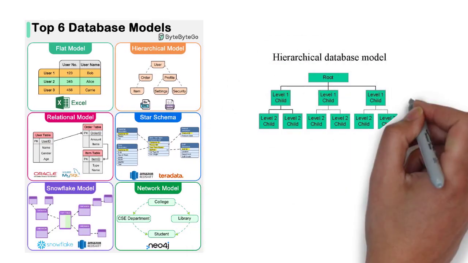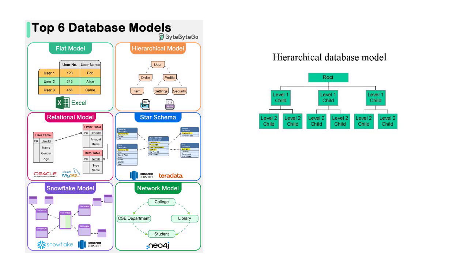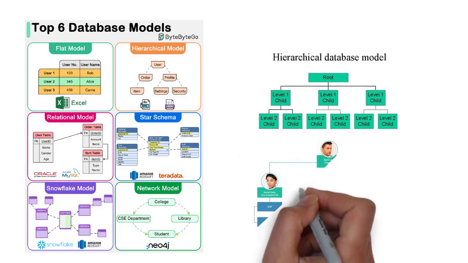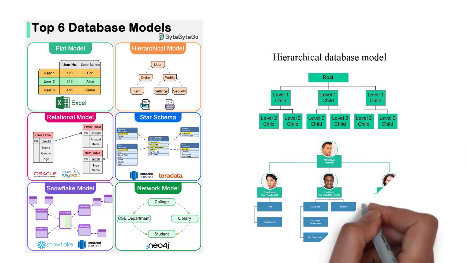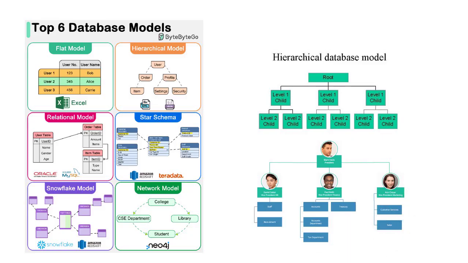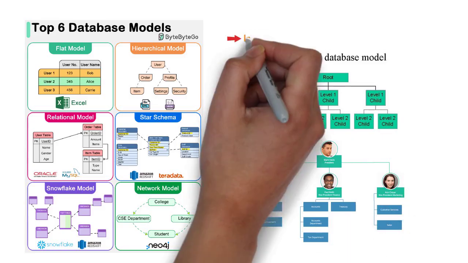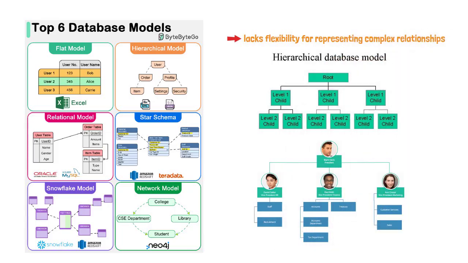The first is the hierarchical model, where data is arranged in a tree-like structure. Each child record has only one parent, much like a company's organizational chart. While simple, it lacks flexibility for representing complex relationships.